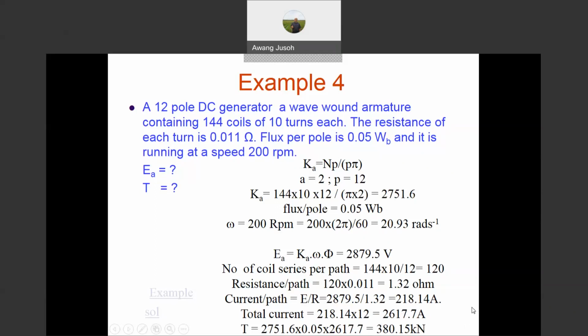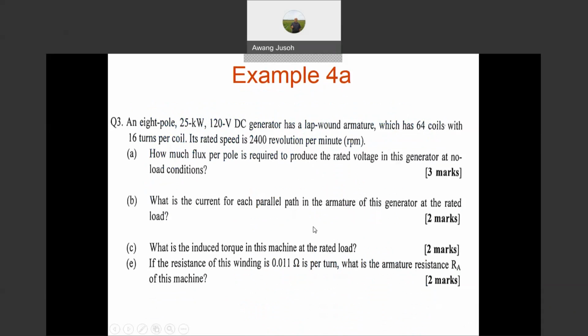Okay, next we go to example 4A. Basically this comes from our previous test or exam. I don't remember, but it's kind of that. We have here 8 poles, 25 kilowatt power, 100 volt DC generator, lap wound armature, which has 64 coils with 16 turns per coil. Its rated speed is equal to 2,400 RPM.